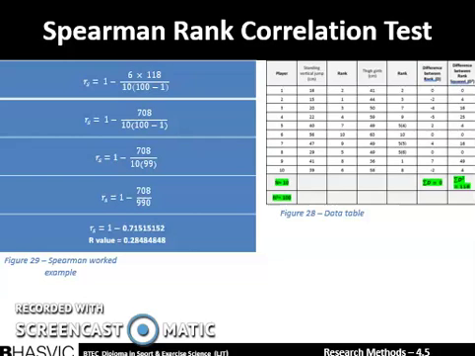However, there's also one more test that can be used instead of either the Pearson or the Spearman test, this test being the linear regression test, which is only used when there is one independent variable and one dependent variable, where the independent causes a change in the dependent variable.